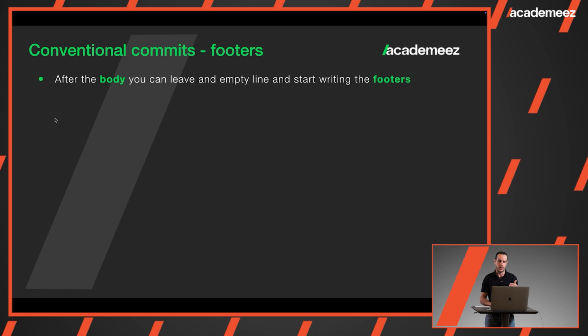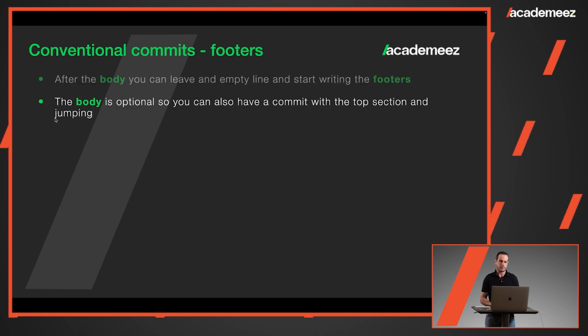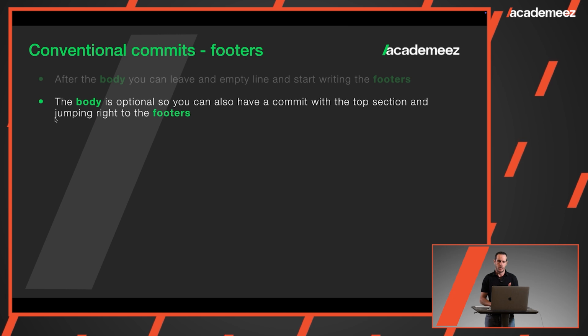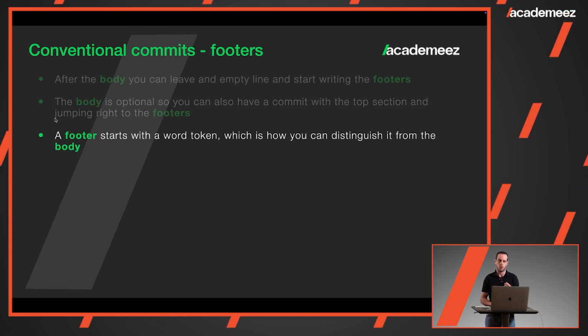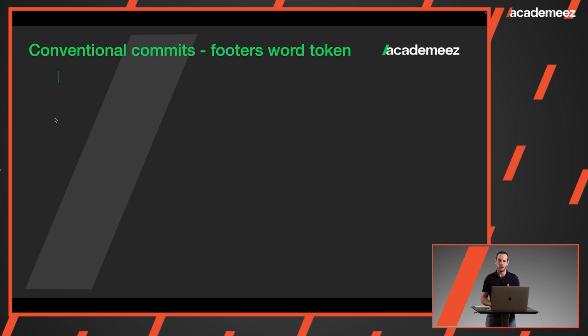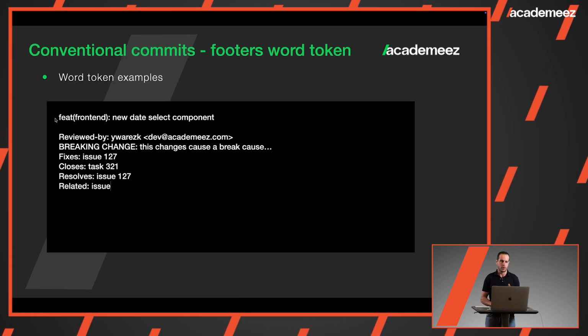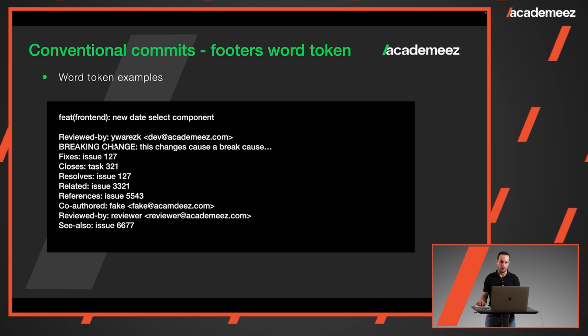So the body is optional, but you always have an empty line and then the footer. The body is optional, so you can jump instead of the body directly to the footers. The footers are distinguished by their word token. This is how you distinguish from the body. And a few examples of word token. So we're talking about footers. Here's a few examples of footers.